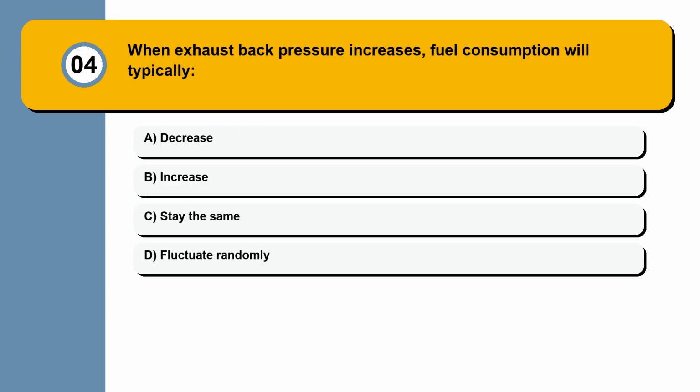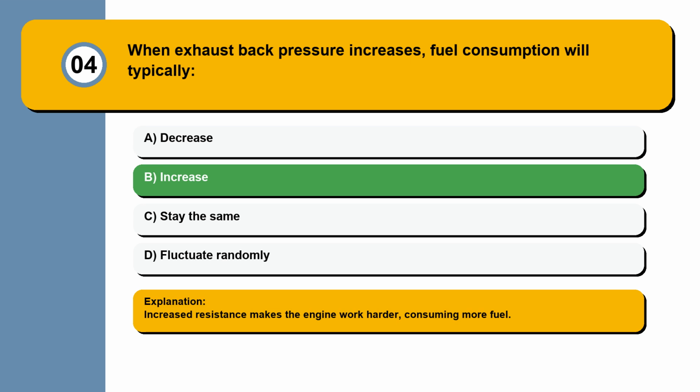Question 4. When exhaust back pressure increases, fuel consumption will typically decrease, increase, stay the same, or fluctuate randomly. Increased resistance makes the engine work harder, consuming more fuel.